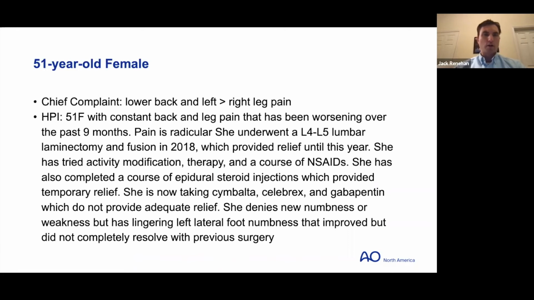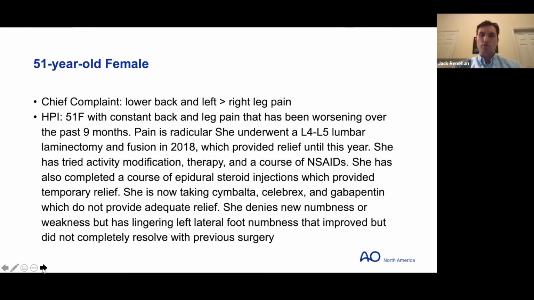Our case is a 51-year-old female presenting with lower back pain and left greater than right leg pain, primarily in the anterior thigh. She's had this pain for a long time, over the last 9 months. She's done all sorts of non-operative treatment and is at the end of the road and here to discuss surgery. She's currently taking a number of medications that aren't working either. No new numbness or weakness, but she does have some left lateral foot numbness that did not completely resolve after her initial decompression and fusion.